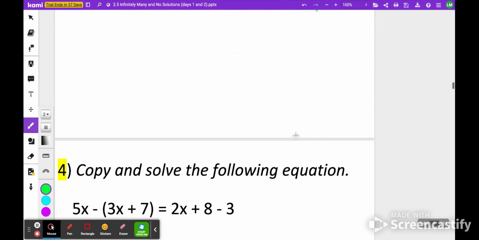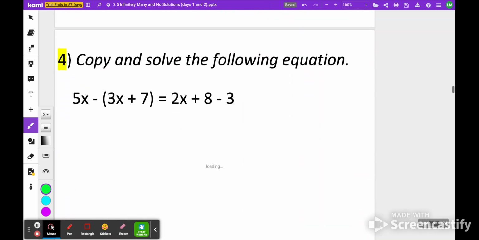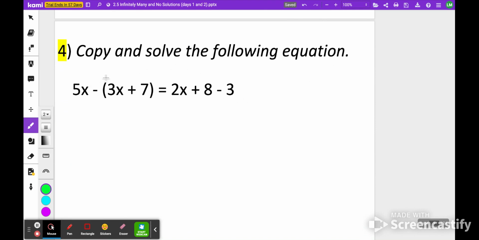And then example 4, again, copying and solving. Be careful here because right here you're technically distributing a negative 1. Let's pause the video now, try it on your own, and when you're ready to check, click play.